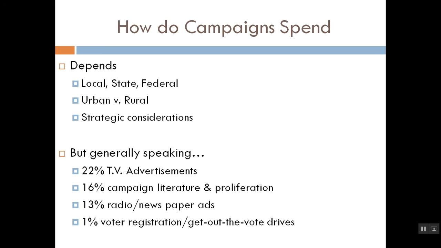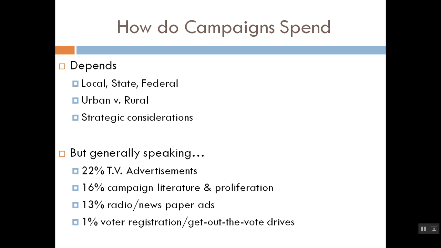There is, however, one major exception to this, and that, of course, is Donald Trump. Because as some of you might know, Donald Trump in 2016 didn't spend a dime. He didn't spend a penny on running television advertisements. That's an exception, and it's basically the only exception that I'm able to identify at this time. By and large, campaigns spend a lot of money on television advertisements, and then they're going to spend a bunch of money on campaign literature and the proliferation of those pamphlets, essentially.